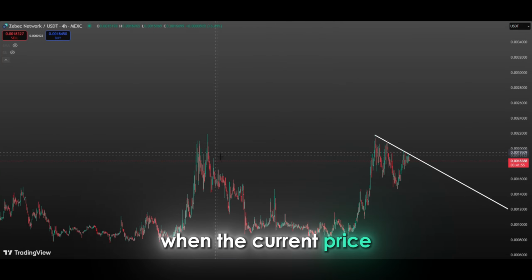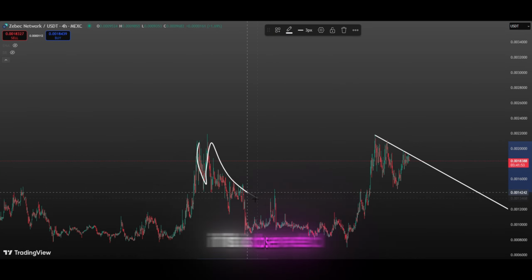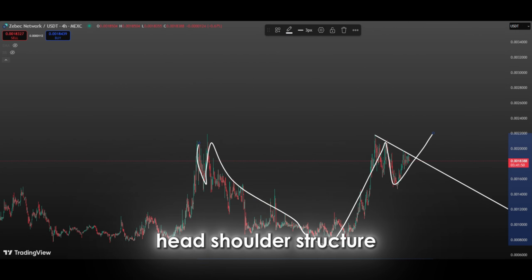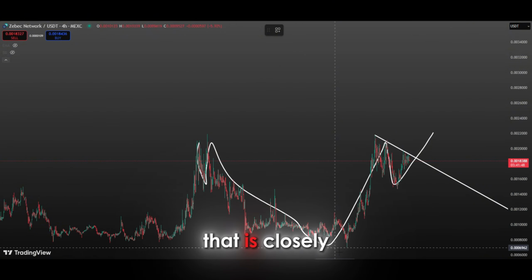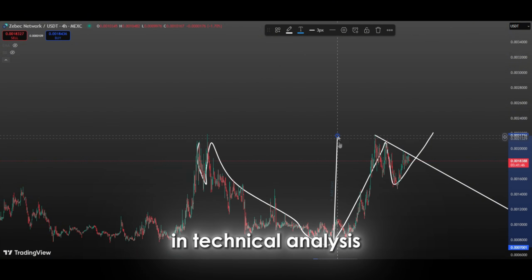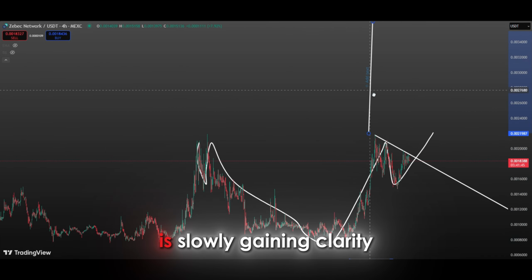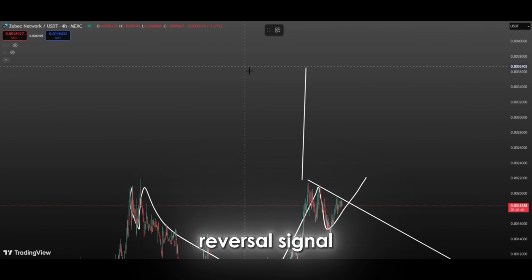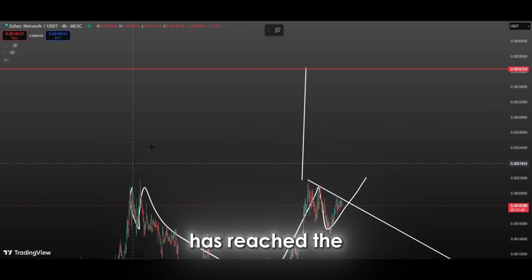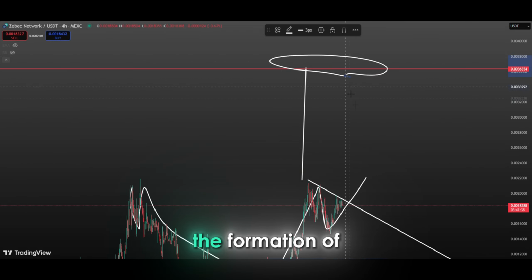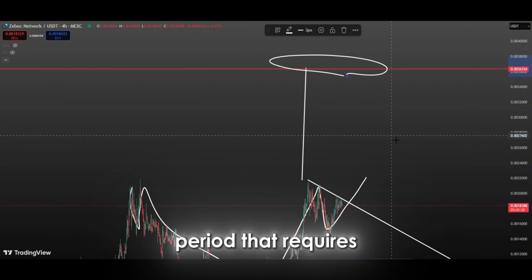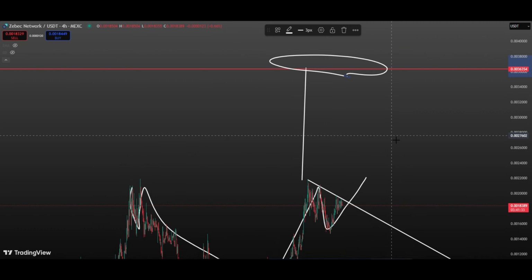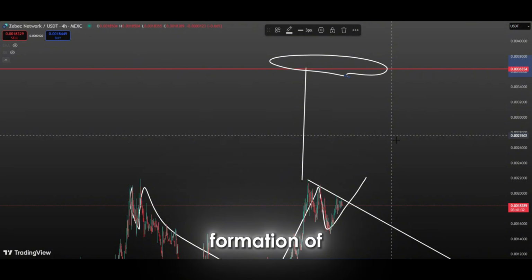Stay tuned. When the current price movements on the chart are carefully analyzed, it is observed that a very promising pattern is starting to take shape. The inverted shoulder-head-shoulder structure, which is a strong reversal pattern that is closely followed by investors and those interested in technical analysis, is slowly gaining clarity. This type of pattern usually appears towards the end of a downtrend and is interpreted as a trend reversal signal. Currently, the price has reached the most critical phase of this pattern, the formation of the last shoulder. This is a period that requires careful observation on the part of traders, but it is also a period full of opportunities. The first signals of the pattern started with the formation of the left shoulder.